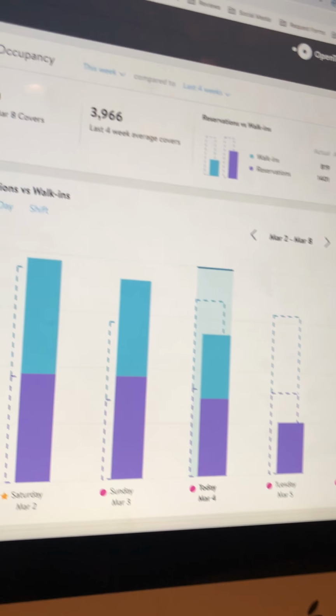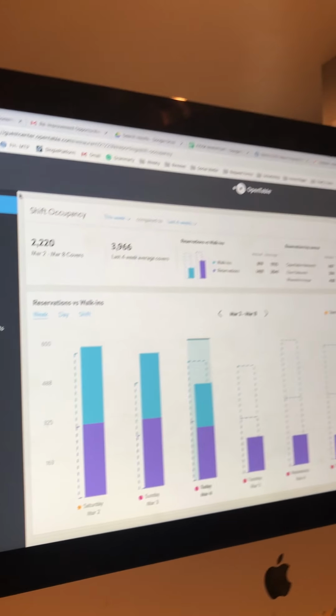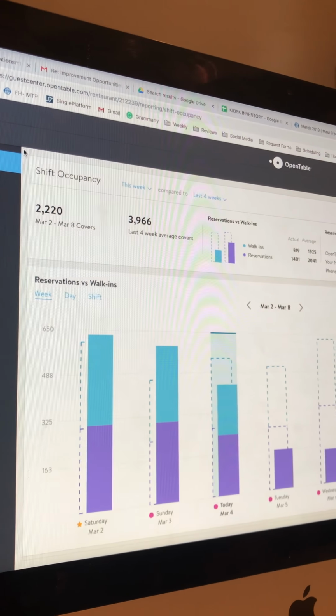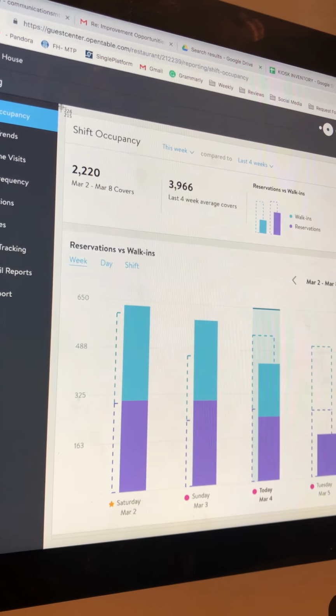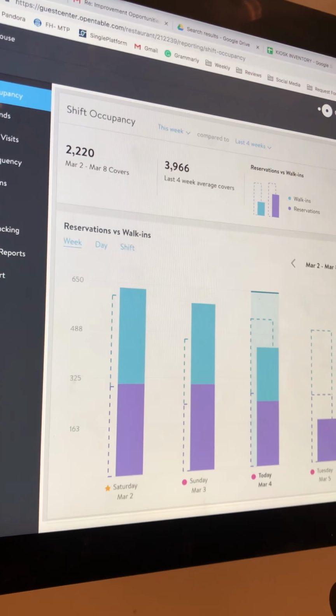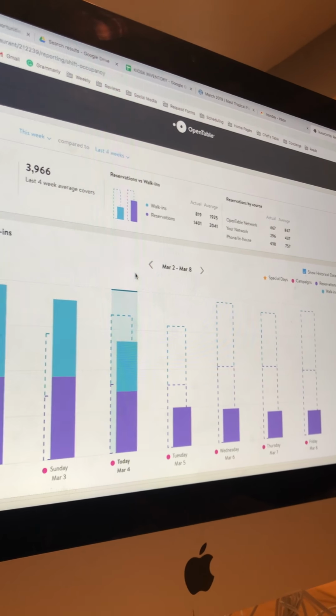So we just get this how we want. We want to do the last 4 weeks. On the keyboard, you do Command-Shift-4, and we take a screenshot of that. That's the first report for them.